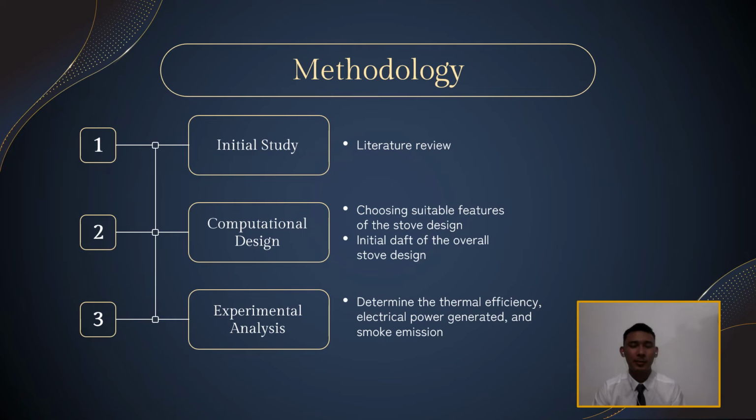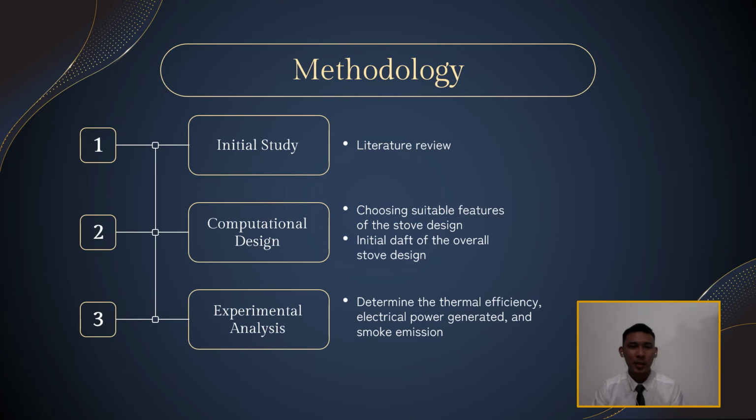Next is methodology. To achieve the objectives listed in the previous section, the methods that will be used in this study are crucial in order to acquire the finest result. The research starts with literature review on the existing stove design. The literature review consists of three important criteria in designing a clean energy stove, which are the stove geometry, electrical generation, and how to reduce the harmful pollutants.